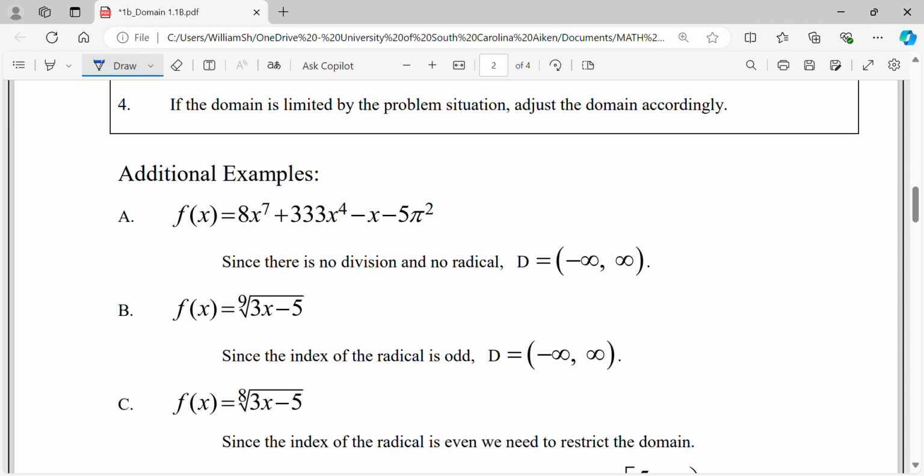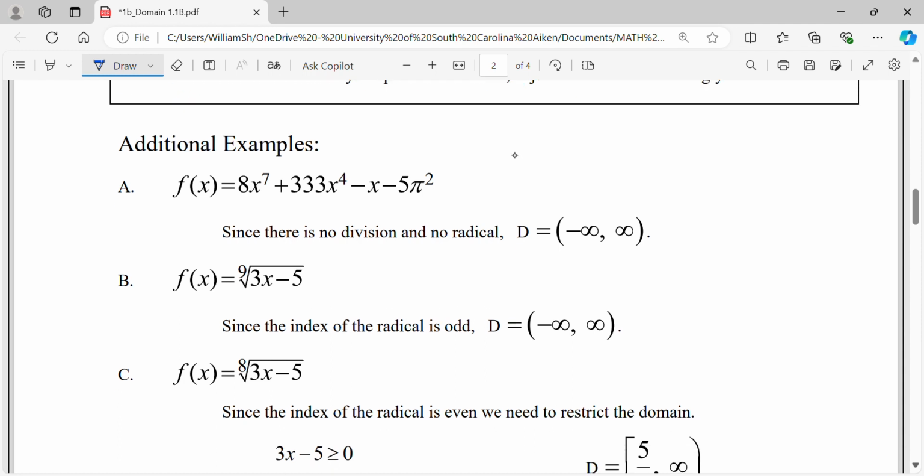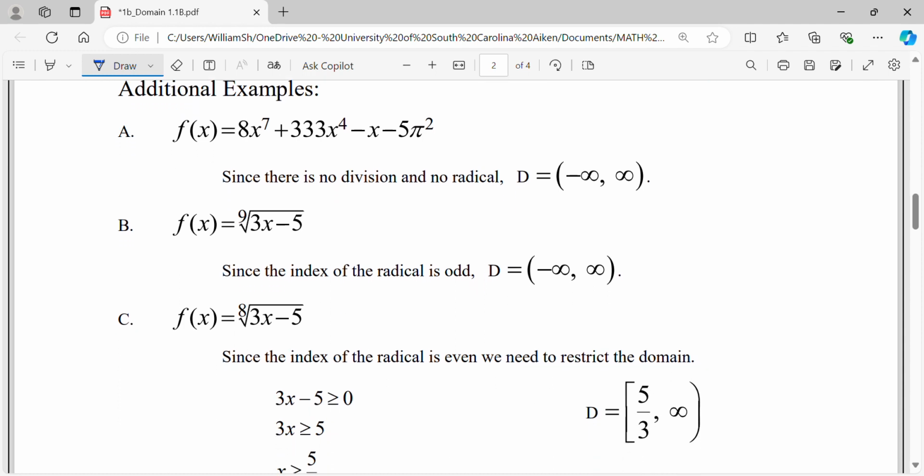So let's go through some additional examples here and put them into practice. A says f of x equals 8x to the 7th power plus 333x to the 4th power minus x minus 5 pi squared. If I look at this, there are no divisions, there are no radicals, it's not a word problem, so I have no exceptions to worry about, so my domain is simply negative infinity to infinity. Very easy.